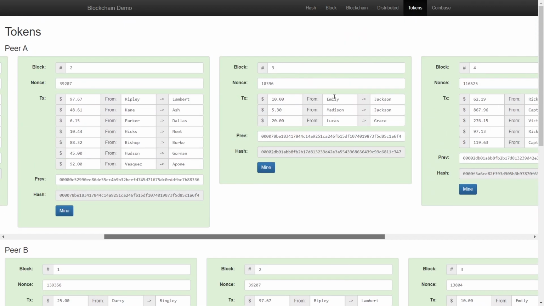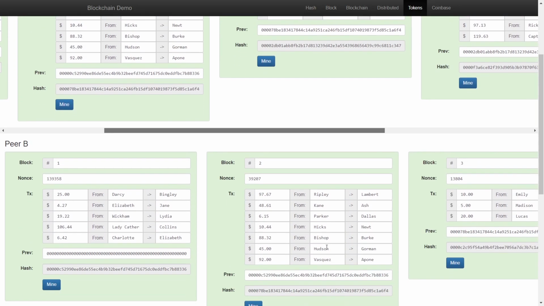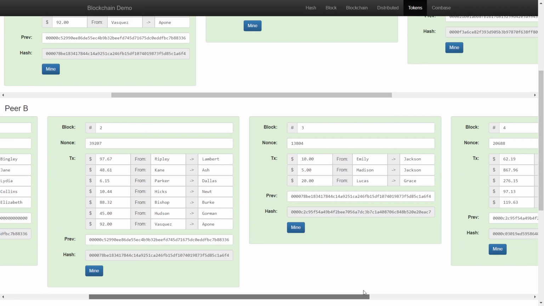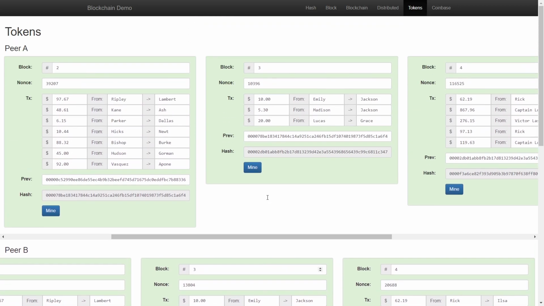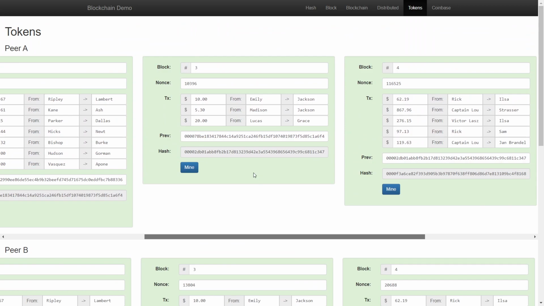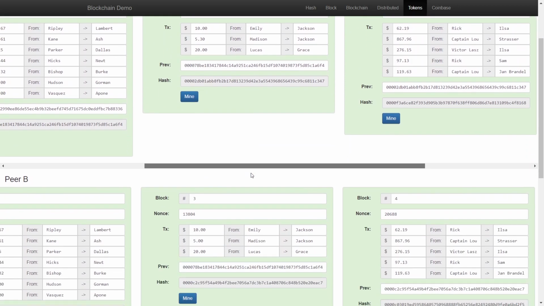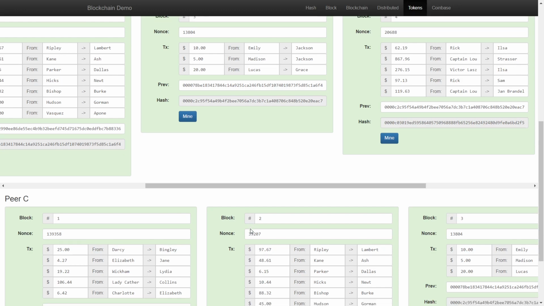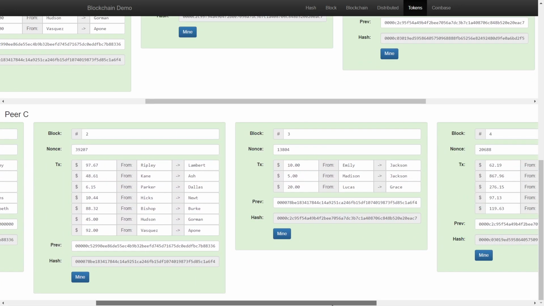What will happen? B will see, okay, your blocks and my blocks are not matching now, because A has altered something. Your block 3 is not matching with mine. That means in your blockchain, Madison is sending Jackson $5.30, but in my case he is sending just $5. Then B consults his friend, peer C, and asks him to check.